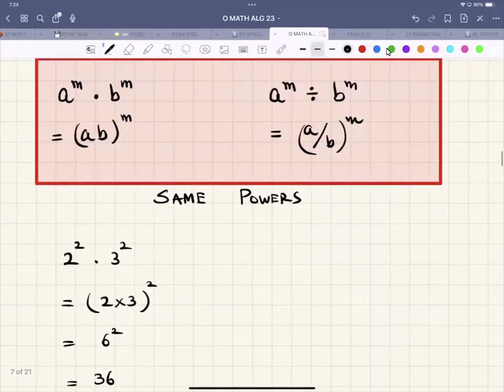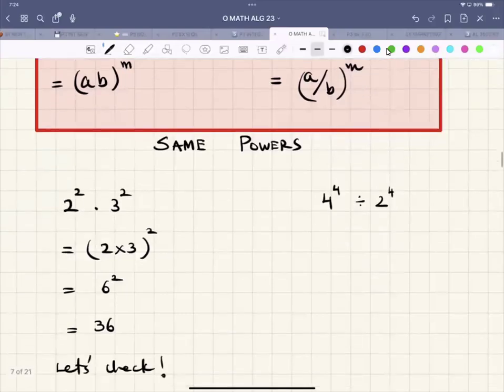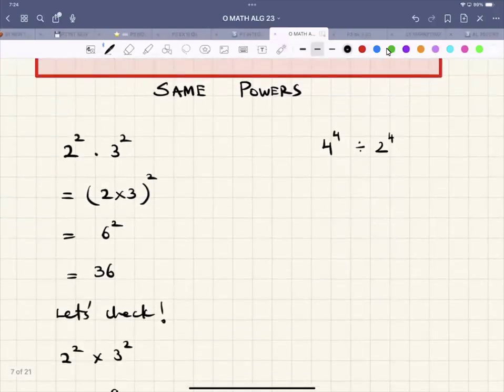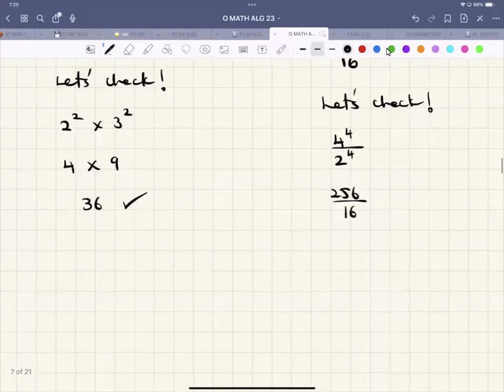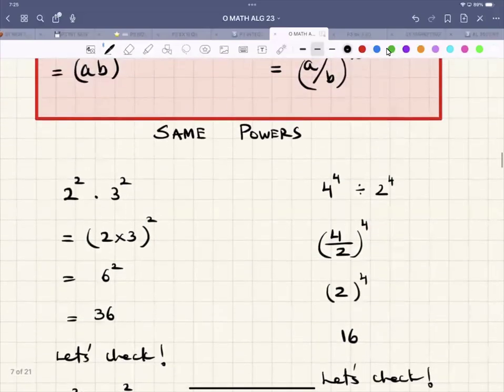Similarly, something like 4 power 4 divided by 2 power 4. So 4 power 4, that is 64 into 4, that is 256. And let me first use the rule. So this is 4 divided by 2 raised to power of 4, that is 2 raised to power of 4, that comes out to be 16. Again, let's check. 4 power 4 over 2 power 4, that is 256 over 16. 256 over 16 is 16. Yes, the answer is correct.